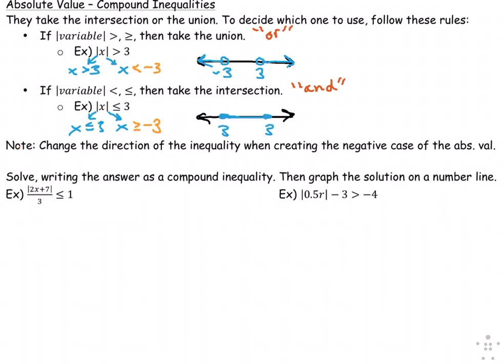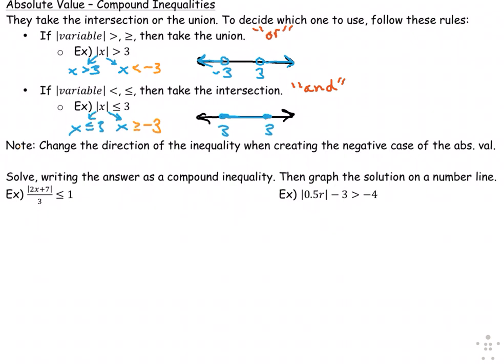And as you can see, we are overlapped, so that is conjunction. So note the following. We will change the direction of the inequality when creating the negative case of absolute value. Do not forget to do that. So we are going to solve and write our answers as compound inequalities, graphing them on the number line.